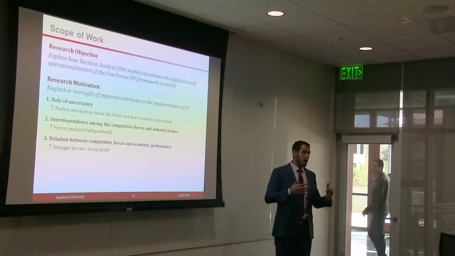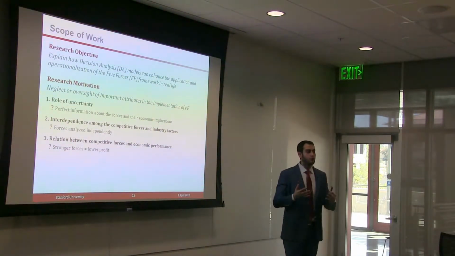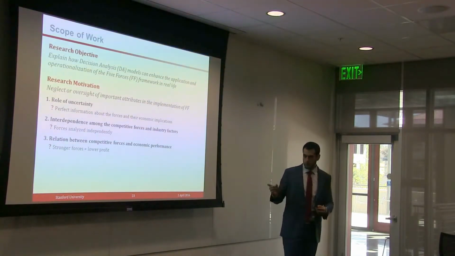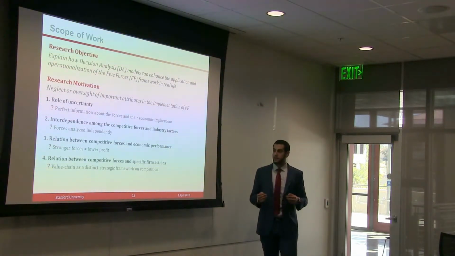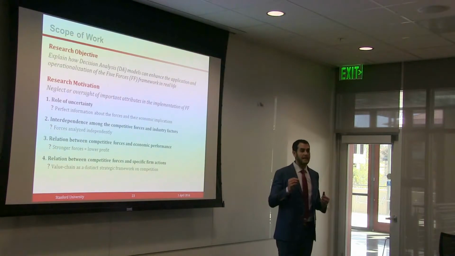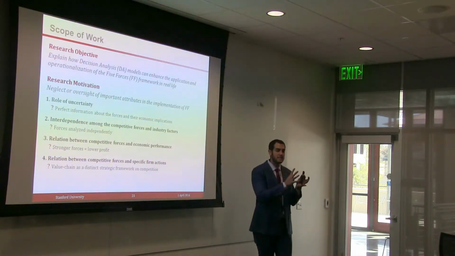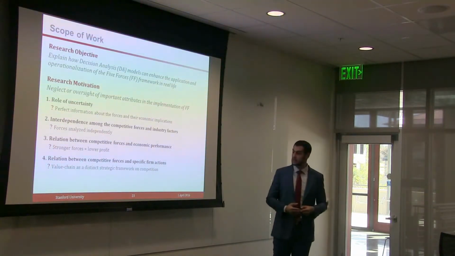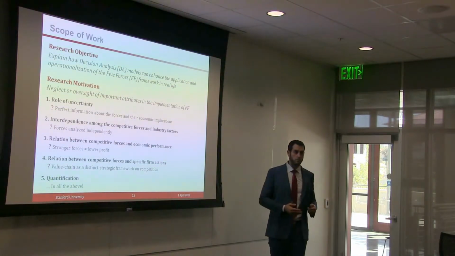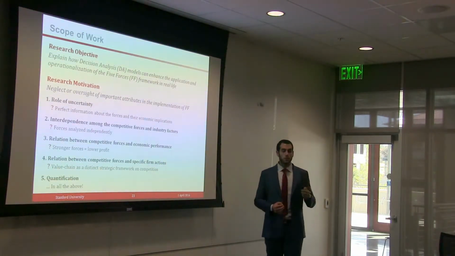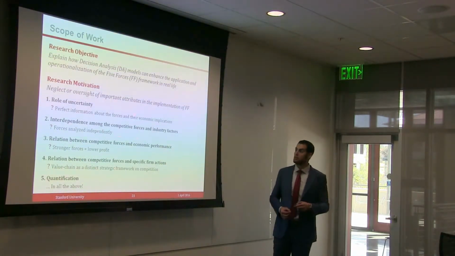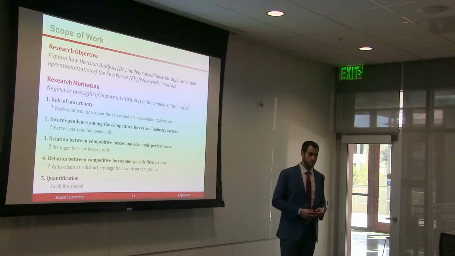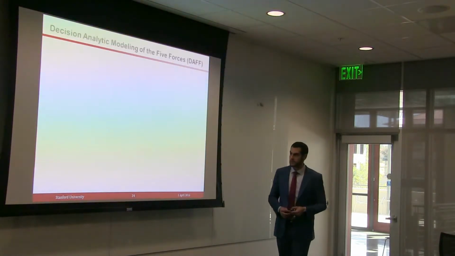So we say, sure, higher forces mean lower profit margin, but that does not necessarily mean lower profit, and we will see how. And then, fourth, the relationship between the competitive forces and specific firm actions, where we say that the 5 forces as a framework is tightly linked to other frameworks like value chain activities because they are also connected. And finally, and perhaps most importantly, emphasizing the importance of quantification in all of those attributes that I have just described. So, how do we do it specifically?